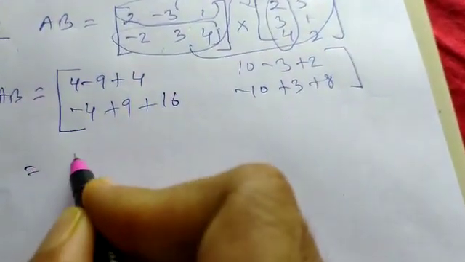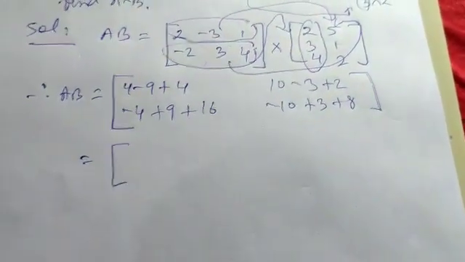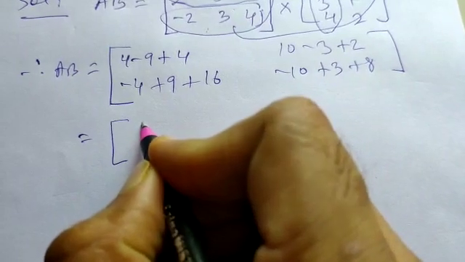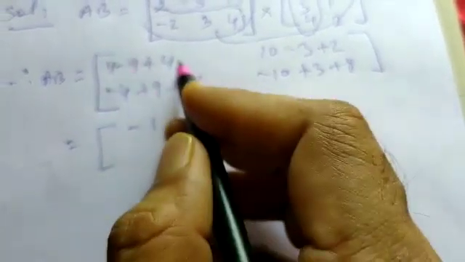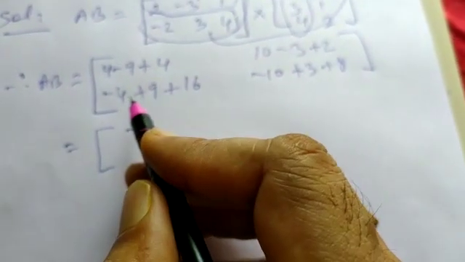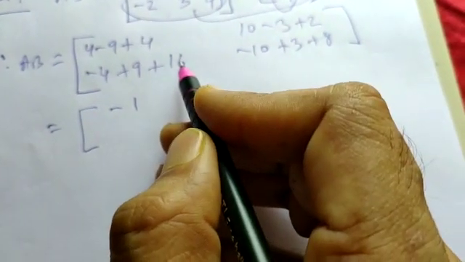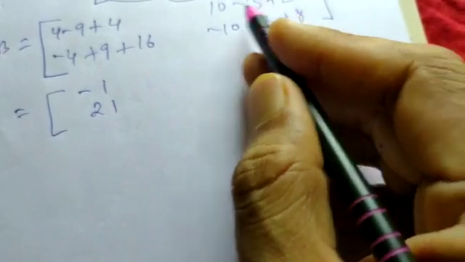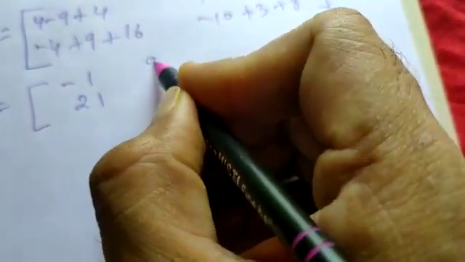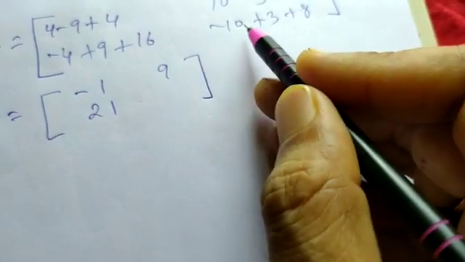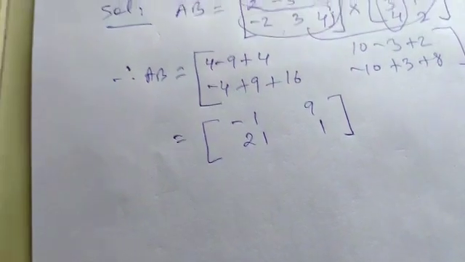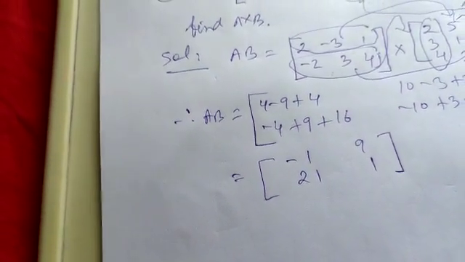So what we are going to get is 4 minus 9 plus 4, that is minus 1. And 16 plus 9, 25. 25 minus 4, it will become 21. 10 minus 3, 7. 7 plus 2 will get 9. And here minus 10 plus 8, that is minus 2. Minus 2 plus 3 is 1. So this is the solution which we have got for the first part.